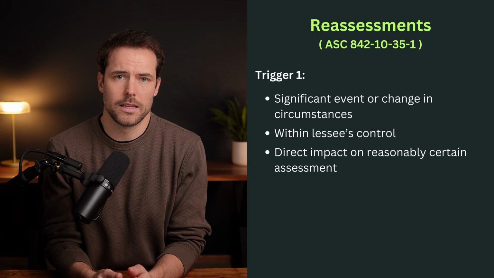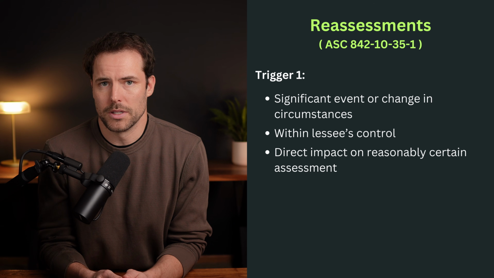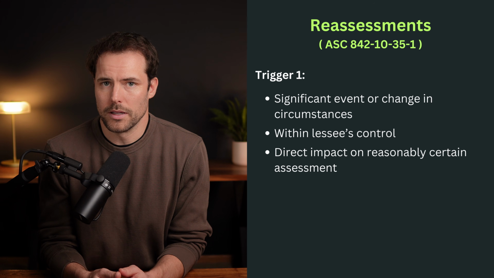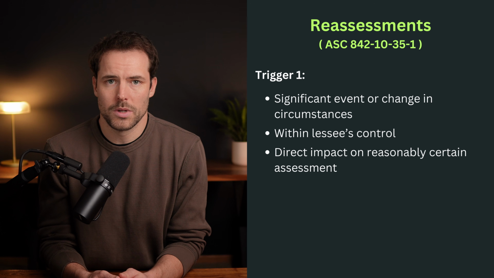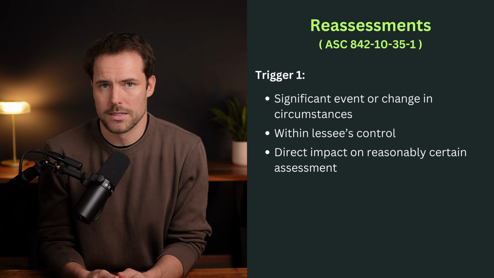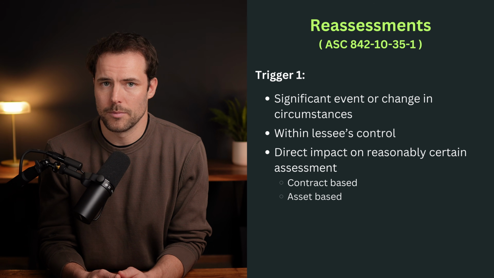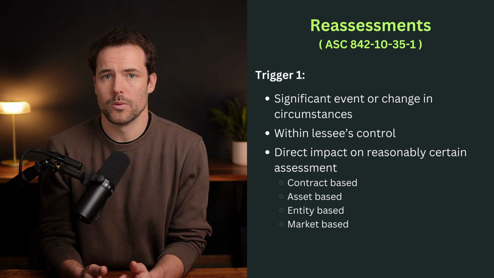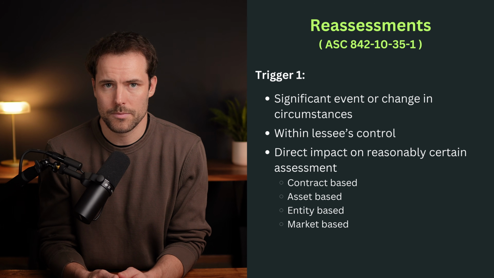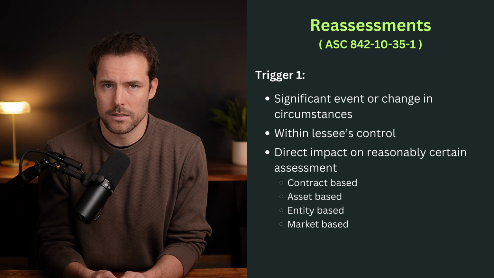So before moving to the second item, let's think about this for a moment. When we determine the lease term at commencement, we consider the non-cancelable period along with any periods covered by an option to extend that we are reasonably certain to exercise, or an option to terminate that we are reasonably certain not to exercise. We base this assessment on four factors: contract-based, asset-based, entity-based, and market-based. It's not as simple as management deciding whether they feel confident about exercising an option. The analysis must reflect economic incentive based on those four factors.